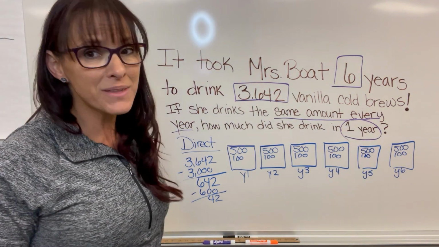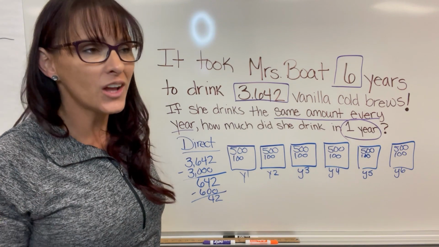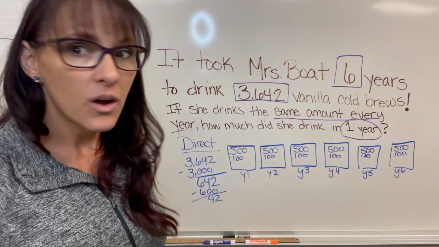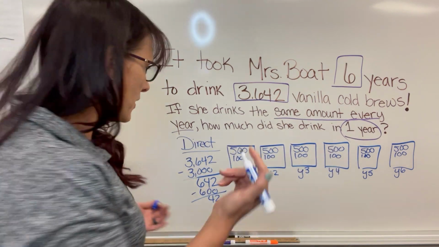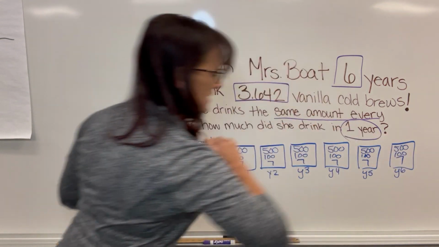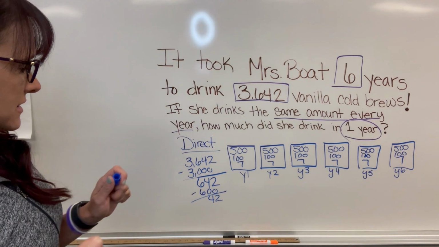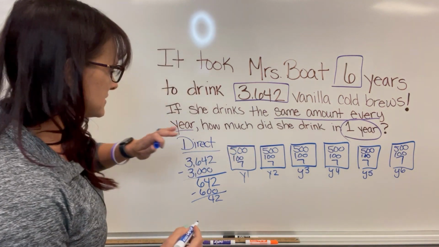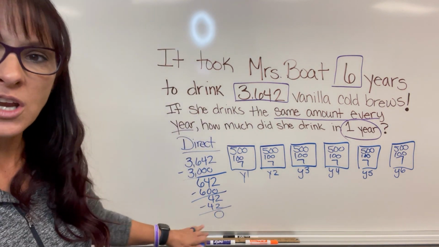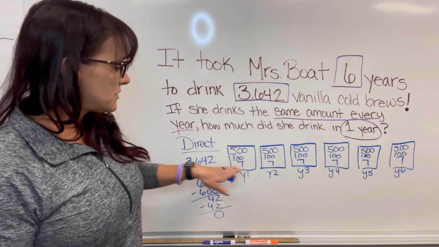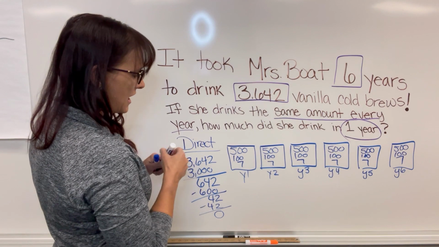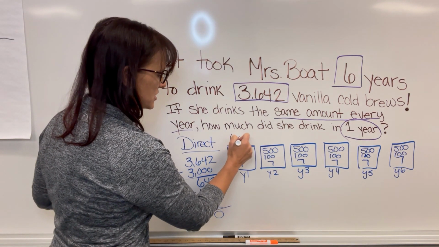Now, I know some things about multiplication, and I know that 6 times 7 is 42. So I can give each one 7, and I will have my 42. 7, 7, 7, all the way across. And now I have passed out 3,642, and I have nothing left. I have no remainders. It went evenly. So now I can see each year, if I add up what's in each box, I get 607.